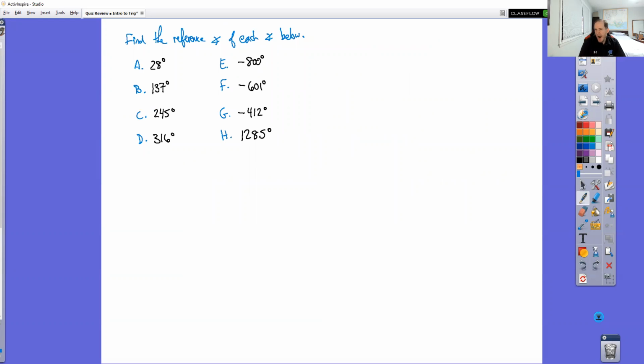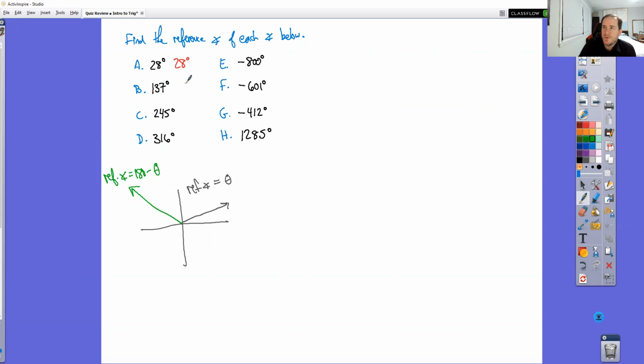Find the reference angle. All right. Guess where 28 degrees is? It's in quadrant 1. Guess what the rule is in quadrant 1? Your reference angle is literally just equal to the given angle. So your reference angle is 28. Okay. Guess where 137 is? It's in quadrant 2. So the rule in quadrant 2 is your reference angle is 180 minus the given angle. So if you do 180 minus 137, you get 43.